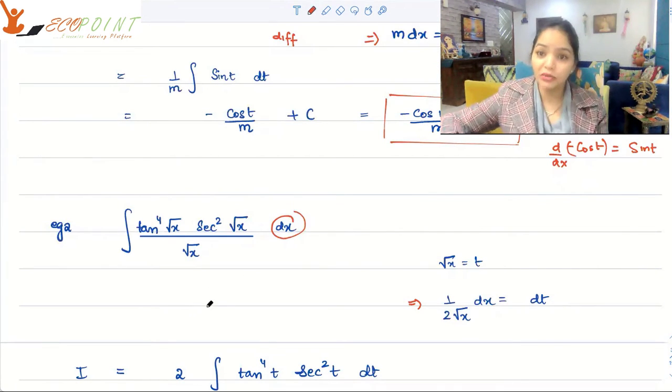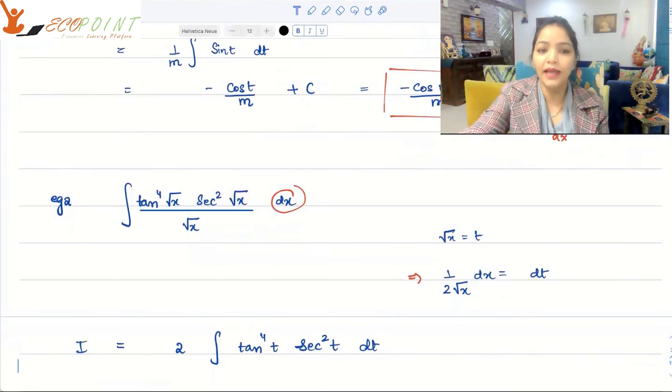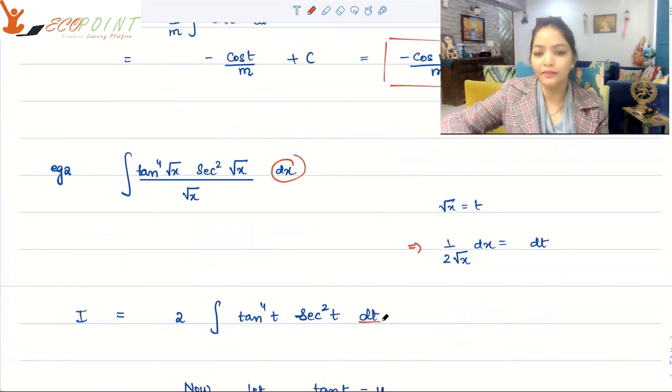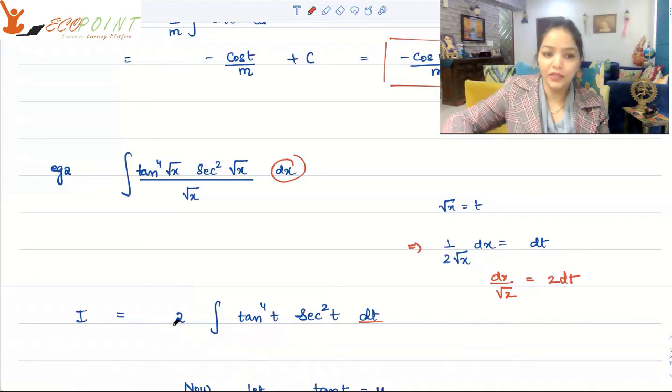Now substitute in the integral. It will become tan 4t secant square t, and since dx upon root x is twice dt, in place of dx upon root x we will write twice dt. That's why 2 is here in the front and dt out here.